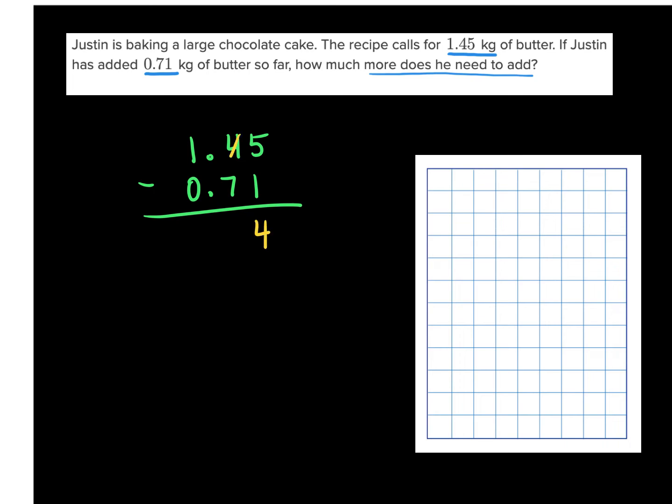Just like we reviewed yesterday, right? Just like regular subtraction, right? Write that as a fraction. Show me that as a fraction. This is just 74 hundredths. Exactly. Good.